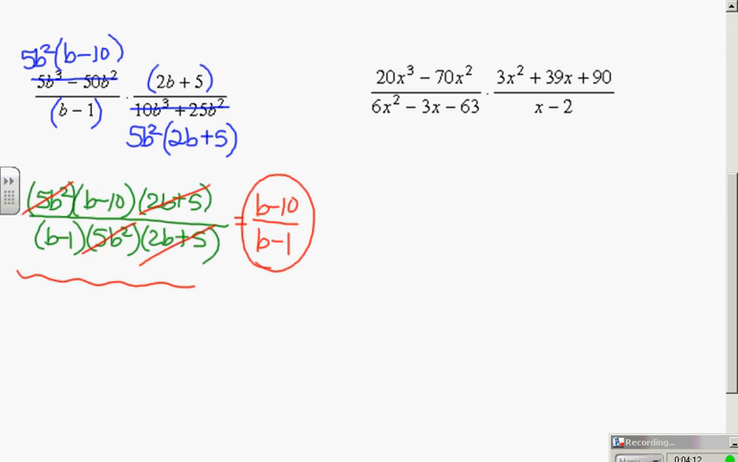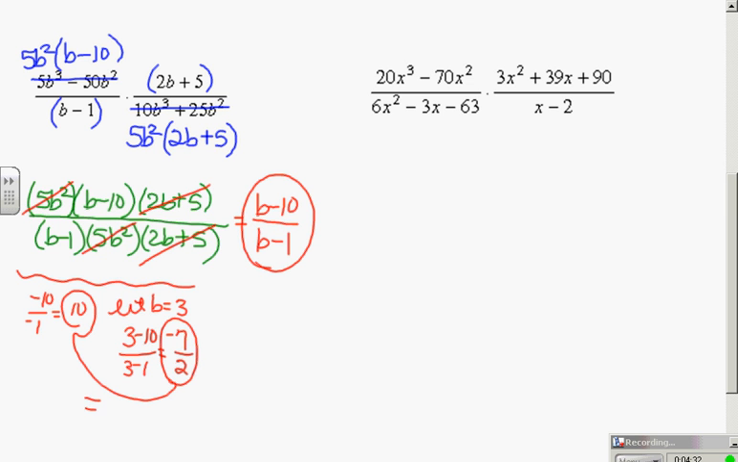Now it's tempting to want to cancel those b's and end up with negative 10 over negative 1, which is 10. But let's let b equal 3 for just a random value and say 3 minus 10 over 3 minus 1 would be negative 7 over 2, which certainly is not the same thing as 10. So when you start thinking about actually putting a value in for that variable, you can see why we can't cancel it.